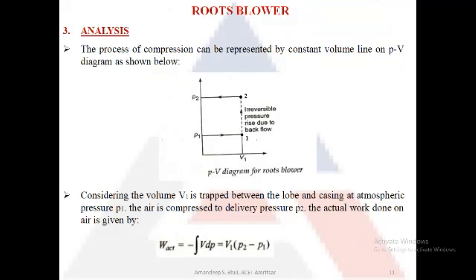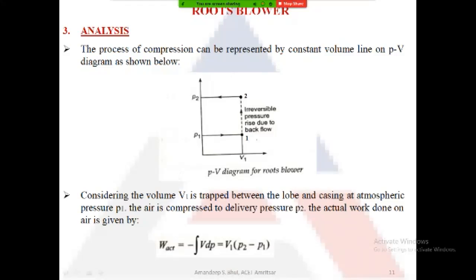On a PV diagram, the process can be shown from process 1, that is the initial state, where the volume is V1 and the pressure is P1. This is your atmospheric pressure P1, or the ambient conditions. From 1 to 2, it is a vertical line. So the volume V1 at point 1, the initial state, and the volume V1 at the final state, state 2, is constant. The volume is not changing, but the pressure is increasing from P1 to the delivery pressure P2. So this is your PV diagram for the compression process inside a roots blower.